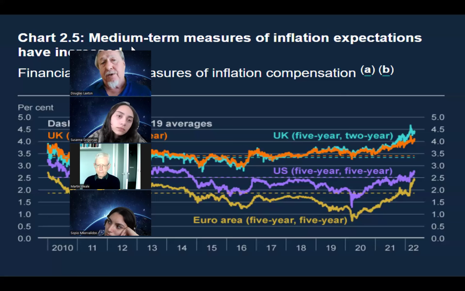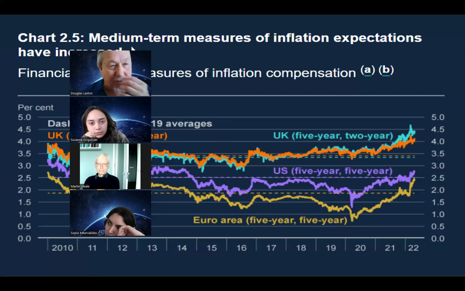The Bank of England used to report these numbers, but has subsequently stopped reporting these numbers. So this is an example that was taken out of one of the monetary policy reports, again during COVID, where you could see inflation expectations. In this case, they reported 5-year, 2-year, as well as the 5-year, 5-year.